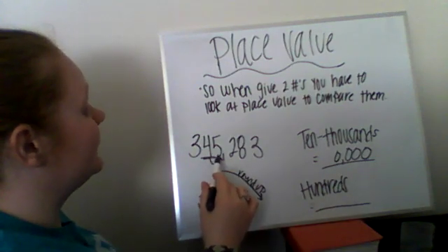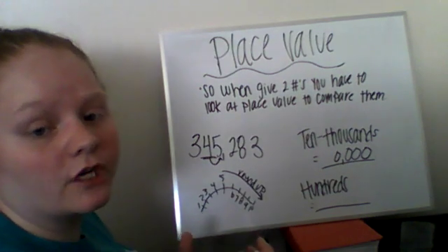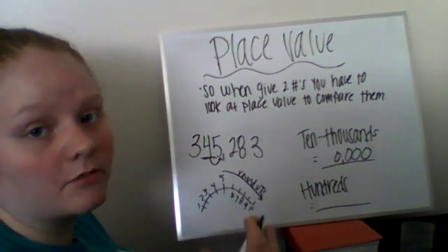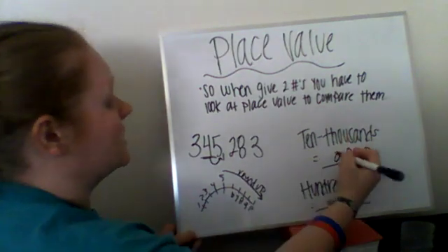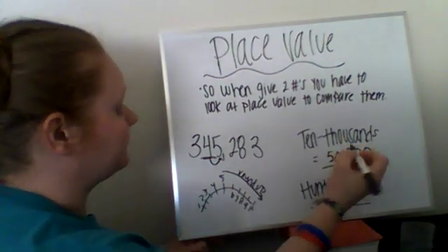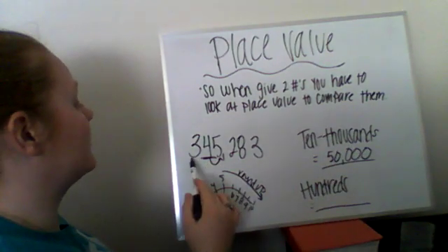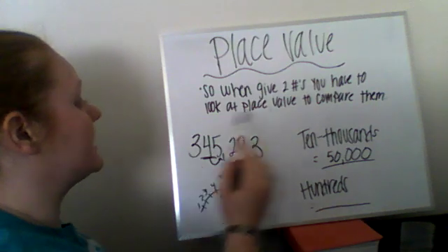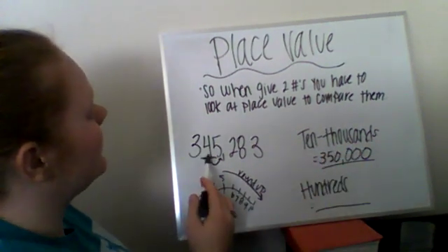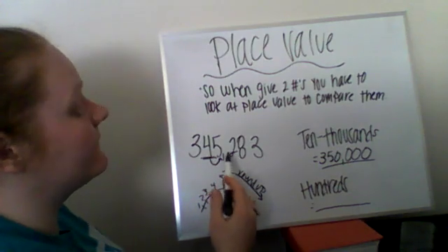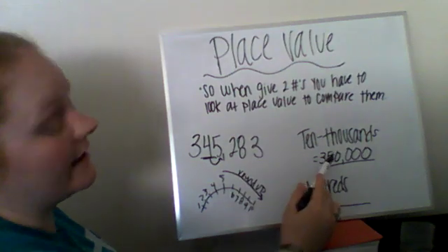We said we needed to round this up. So that 4 is going to be a 5 because you're going to round it up to the next number. So the number after 4 is 5. So I'm going to put a 5 right here. Then the numbers to the left of the number that you're rounding are going to stay the same. So I'm just going to carry this 3 over here. So 345,284 rounded to the 10,000s is 350,000.